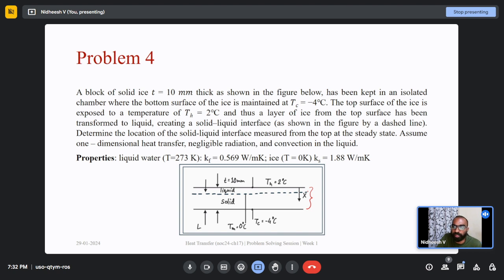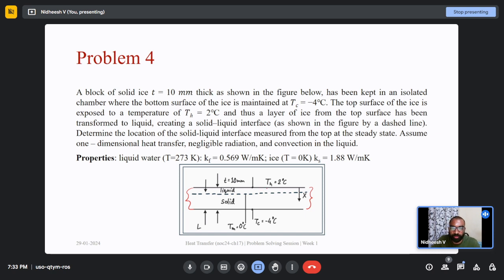has been kept in an isolated chamber where the bottom surface of the ice is maintained at T cold equal to minus 4 degrees Celsius. So this is the 10 millimeter thick block of ice, where the bottom surface is maintained at a temperature of minus 4 degrees Celsius, and the top surface of the ice is exposed to a temperature T hot equal to 2 degrees Celsius. There is a temperature gradient between the top and bottom surface of the block of ice.